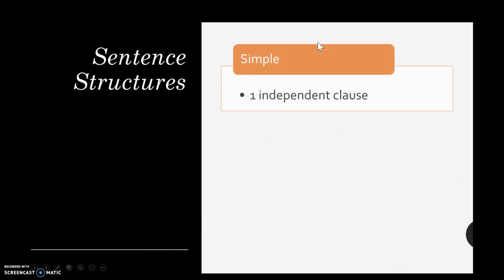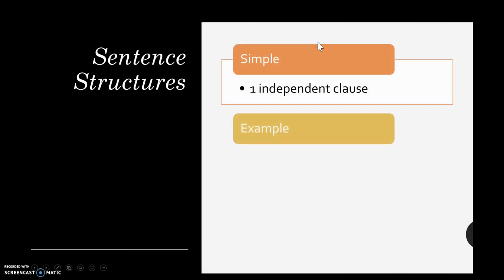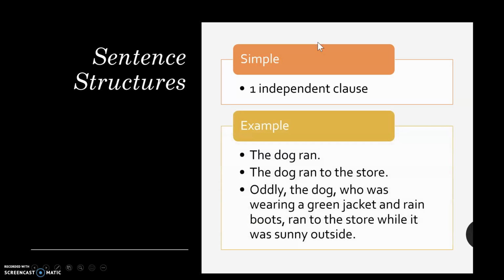So a simple sentence is one independent clause. For example, the dog ran. The dog ran to the store. In both of those, you have a subject, the dog. You have a predicate, ran. In the second one, it's a little bit more complicated because you have a prepositional phrase that says where the dog ran to, but it's still just one thought.